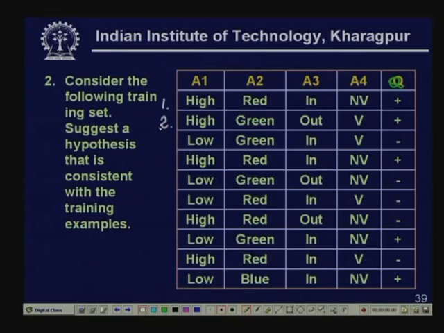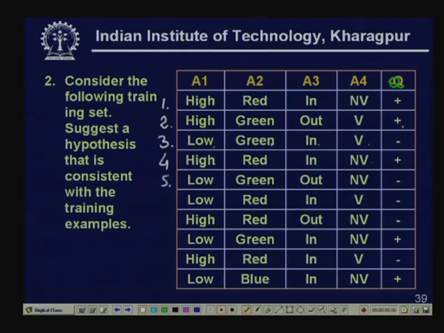Sample 2, A1 is high, A2 is green, A3 is out, A4 is V, classification is positive. Third example, A1 low, A2 green, A3 in, A4 V, Q is negative. Example 4, A1 is high, A2 is red, A3 in, A4 envy, Q is positive.